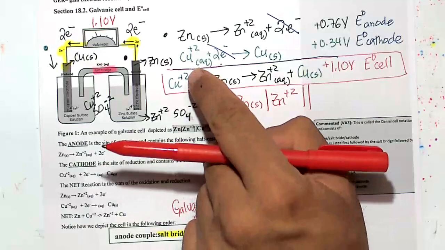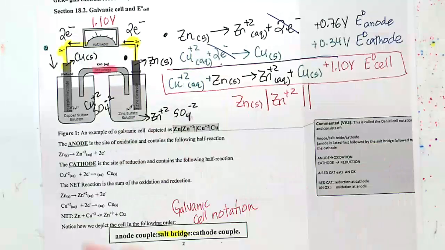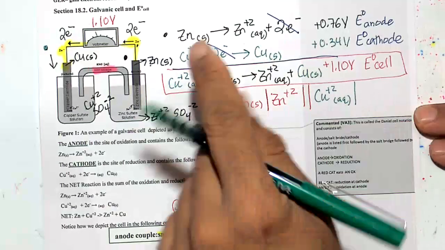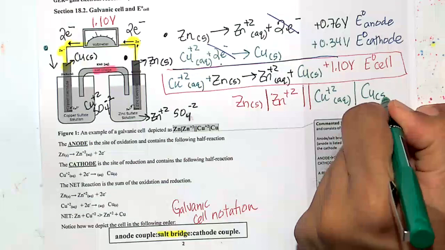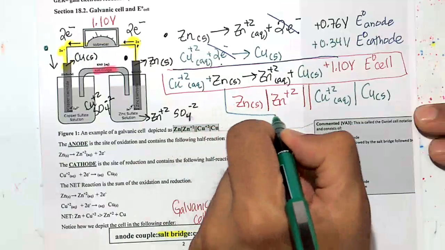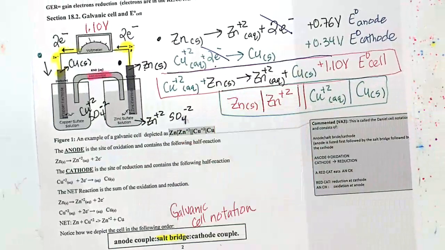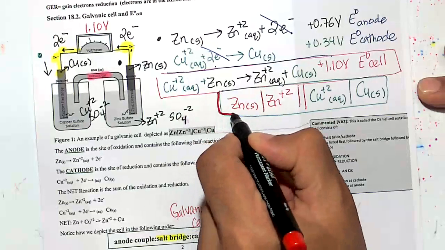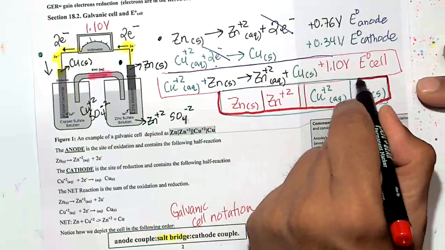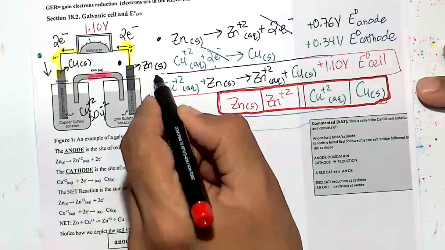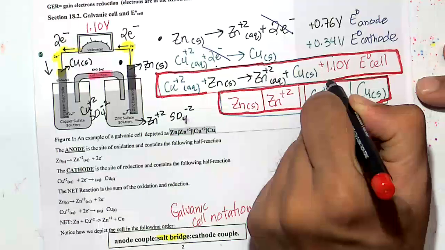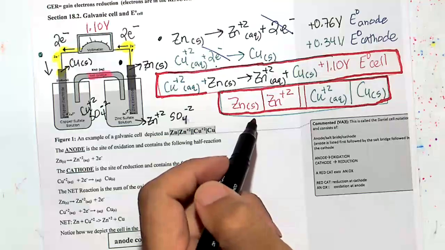The cathode couple. What's the cathode couple here? Copper plus 2, draw a straight line down, going to copper solid. So on any exam, these 2 lines are the salt bridge. You should be able to go back and forth. If I give you this, you should get the equation. If I give you the equation, you should get this.